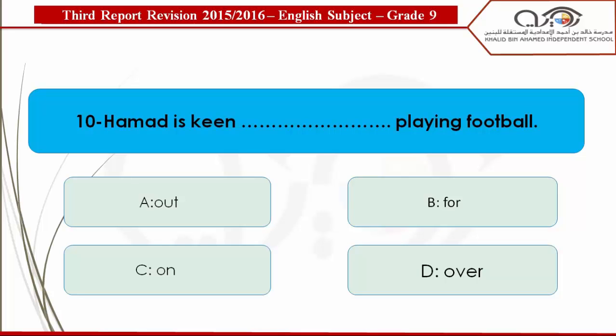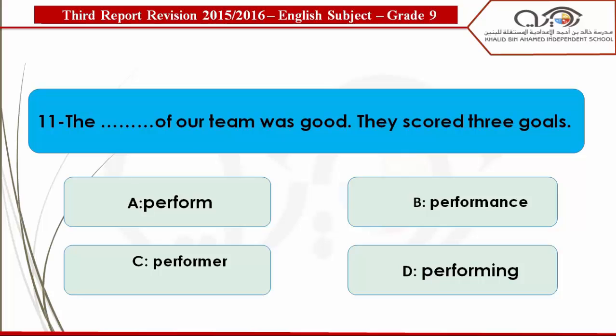Hamad is keen on playing football. Is it keen out, keen for, keen on, or keen over? What do you think? Keen on, C. Yes, C, keen on is the right answer. Keen on means interested in. Or he is doing his best, putting all his effort. Number 11, the performance of our team was good. They scored 3 goals. Is it the perform, the performance, the performer, or the performing? So it's B, performance. It's a performance of our team. Yes, the performance. Thank you.